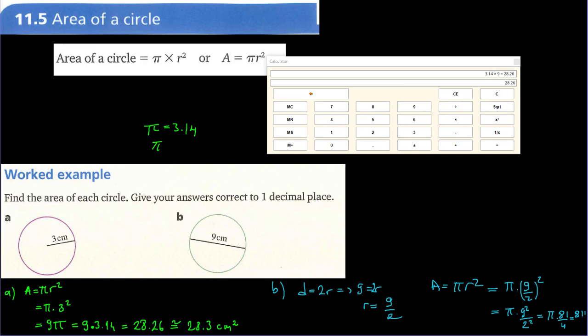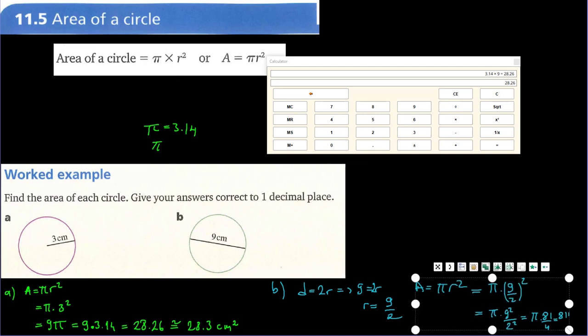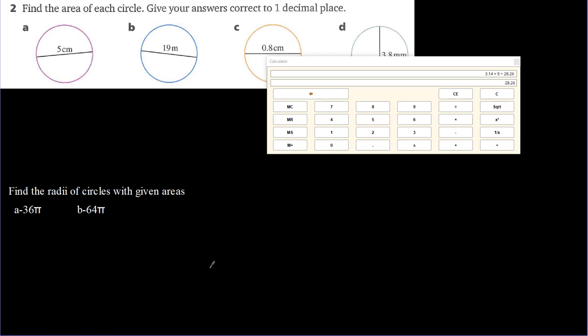Let me use this side. 81 pi divided by 4 is the answer of the question. Let me write this pi more clearly: 81 pi divided by 4 is the answer of the question. Okay, let's continue with the other questions.